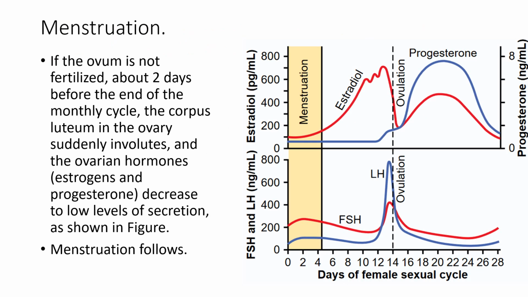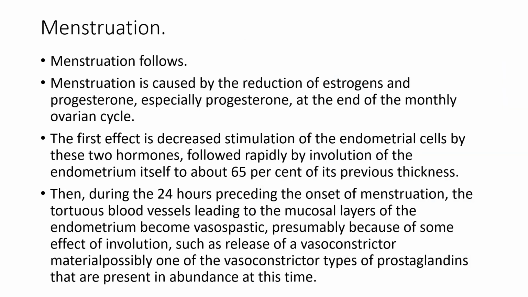Menstruation. If the ovum is not fertilized, about 2 days before the end of the monthly cycle, the corpus luteum in the ovary suddenly involutes, and the ovarian hormones, estrogens and progesterone, decrease to low levels of secretion, as shown in figure. Menstruation follows. Menstruation is caused by the reduction of estrogens and progesterone, especially progesterone, at the end of the monthly ovarian cycle.